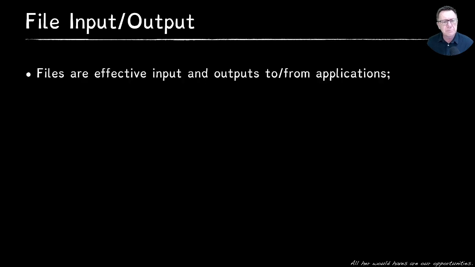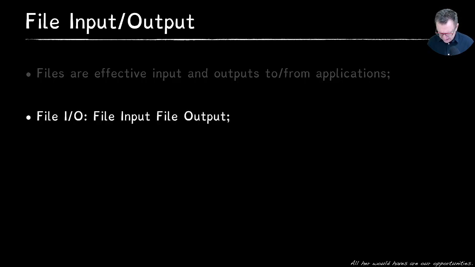Now, file input and output, okay? So what do we say? Files are effective inputs and outputs to and from applications. It kind of makes sense. If you're writing an assignment, you want to make sure that that assignment is there. So it's a great way of input, a great way of output. We can print it out and submit it. Brilliant. Okay. Now, what is file I/O? Well, it's really file input, file output.